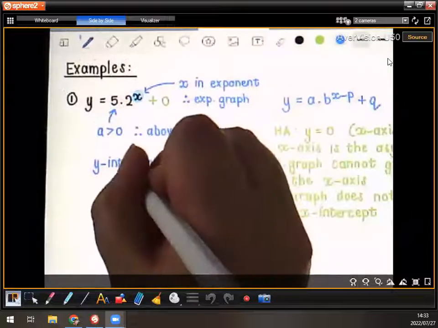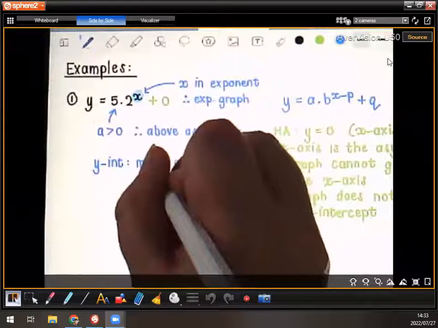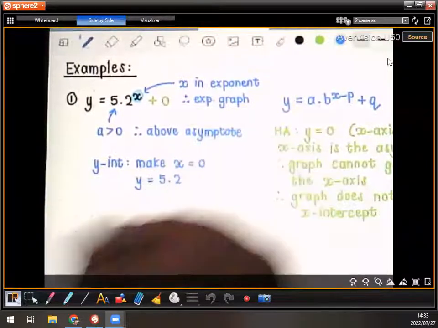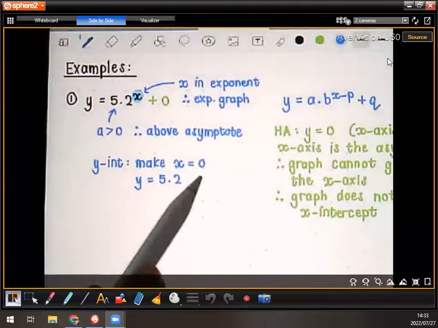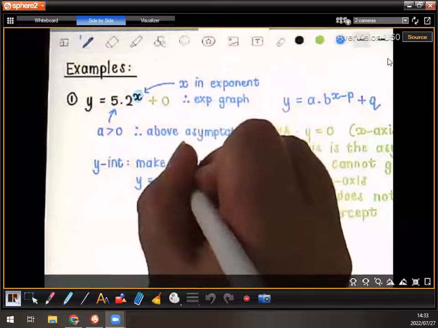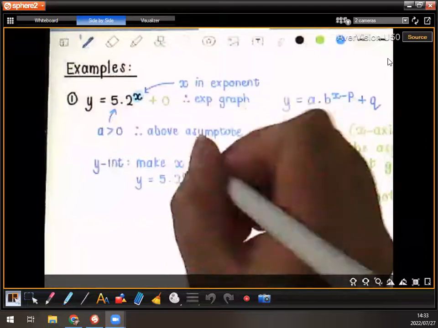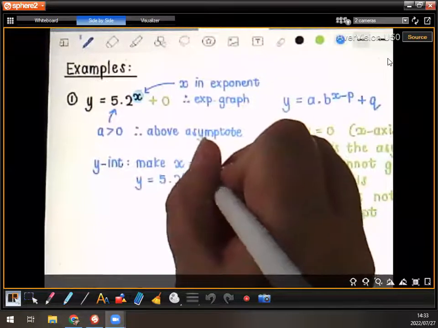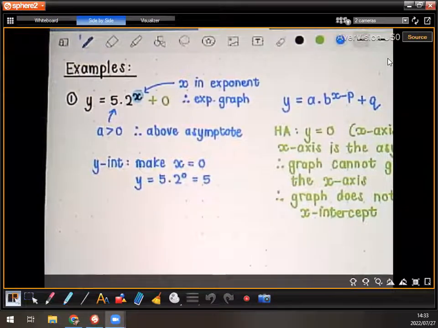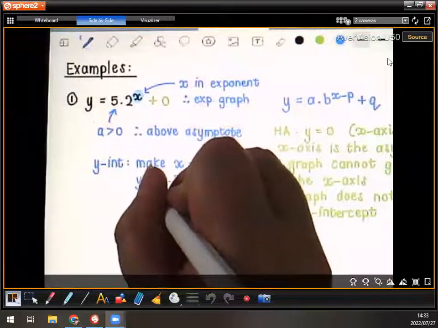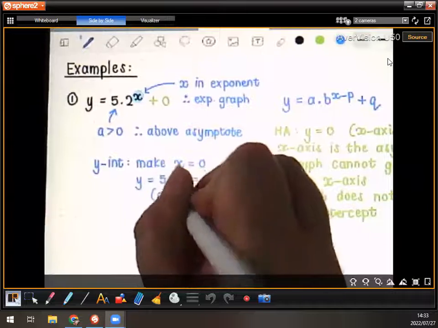All right, so in our equation, we're going to say y is equal to 5 times 2 to the power of x. But now we're supposed to make x equal to 0. So that's going to be 2 to the 0, right? What is 2 to the 0? 1. Oh, sorry. So what do we get here? 5 times 1. Which is 5, right? If you're not sure about that, you can type it into the calculator. That's fine. So the y-intercept of this graph is at 0, 5.